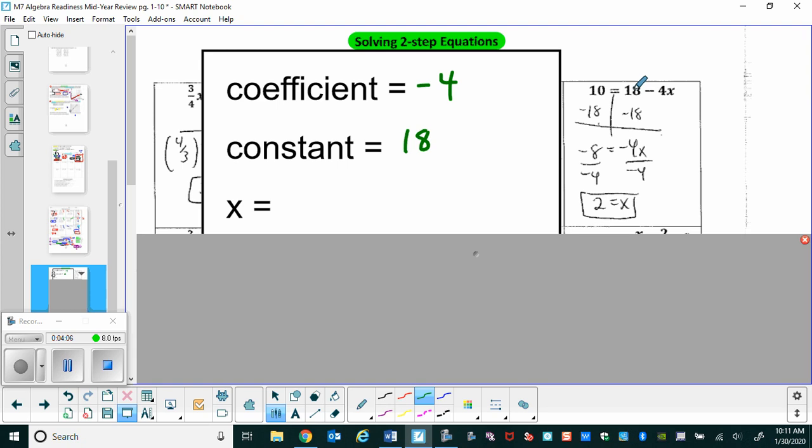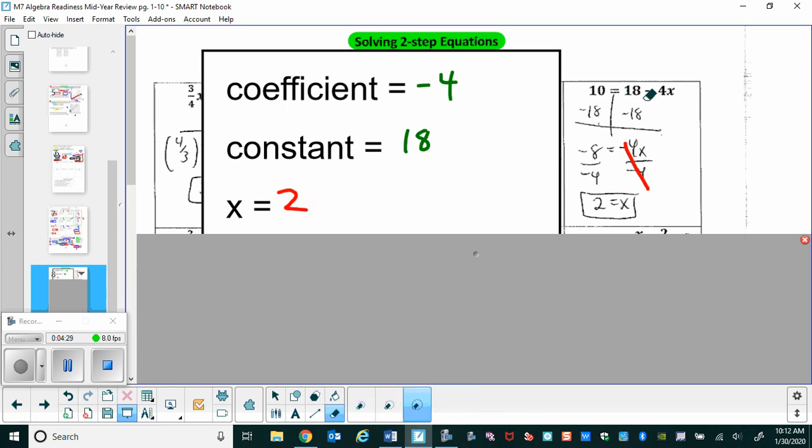So since it's a +18, we're going to subtract on both sides. That cancels out here. We bring down our -4x. And on this side, 10 minus 18 is -8. Now because my coefficient's -4, I'm going to divide it by itself. So that's a +1x on this side. And a negative divided by a negative here would be a +2. So for this one, we get that x equals 2.